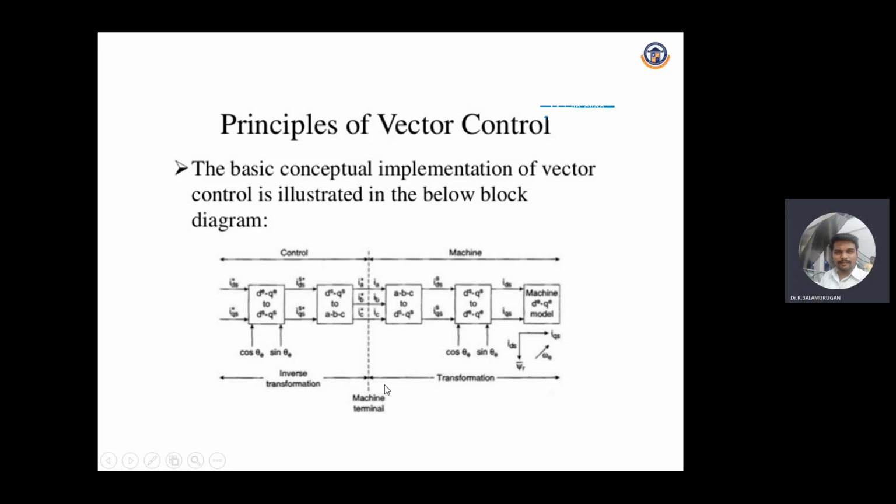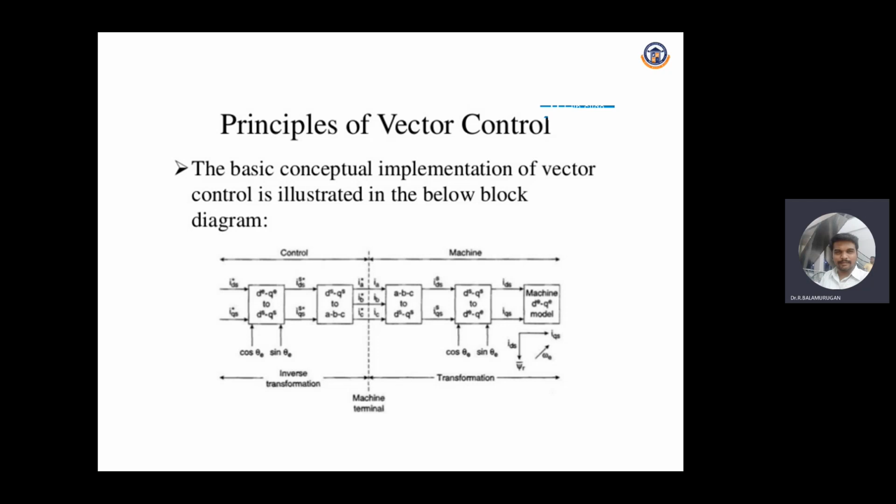Again, in the transformation of the machine model, the ABC reference quantities, which are taken as feedback, are converted into direct axis, quadrature axis in the synchronously rotating reference frame. Then again, we are converted into machine models. That's all about the principle of vector control. By this inverse transformation and transformation, we are getting the direct axis component and quadrature axis component for controlling the induction motor.